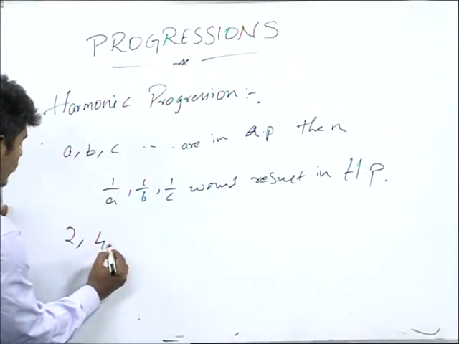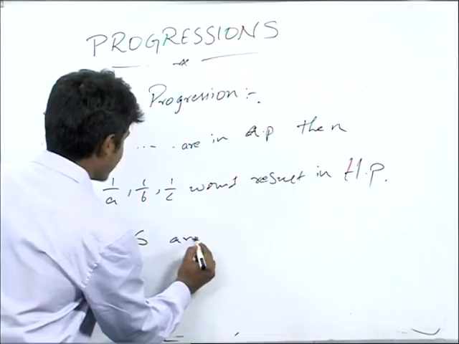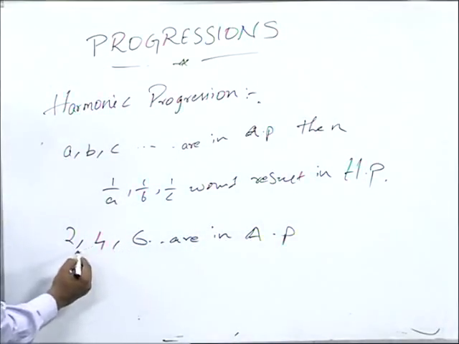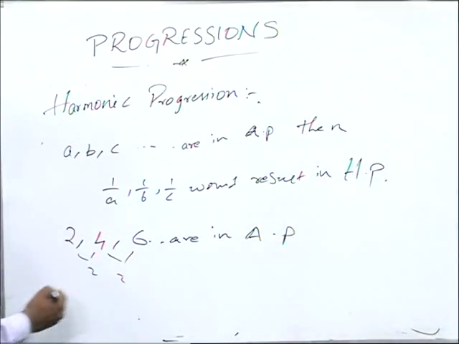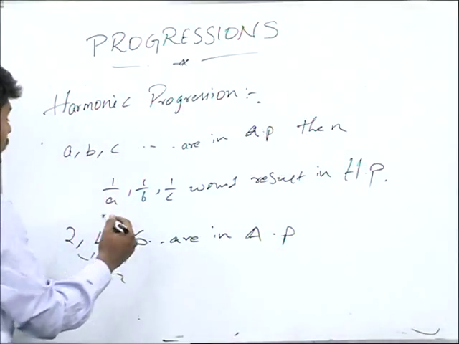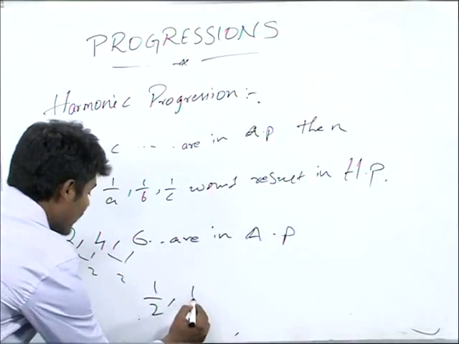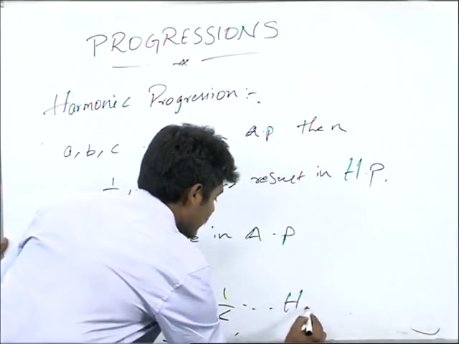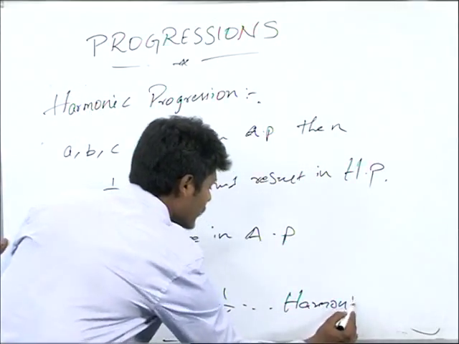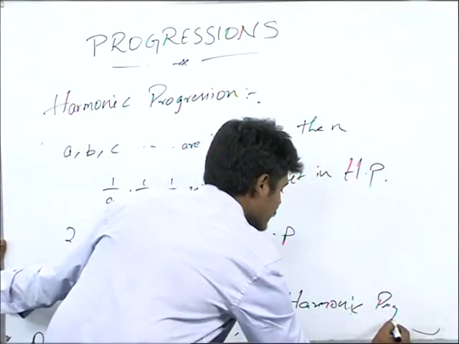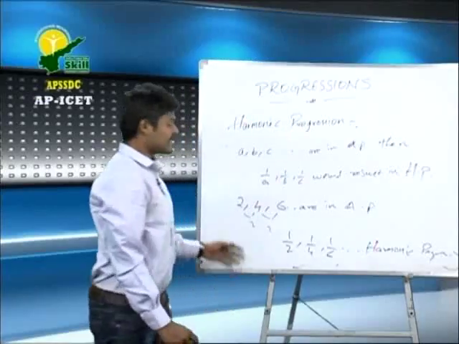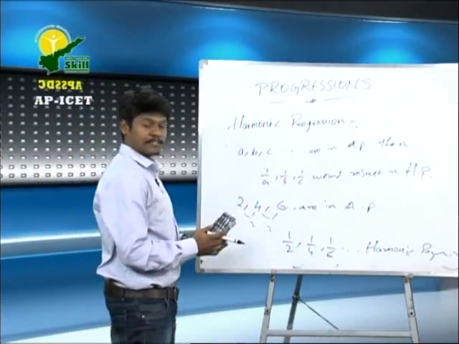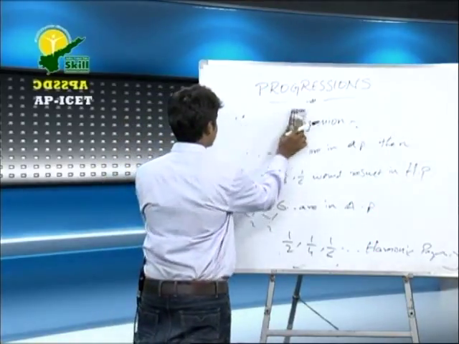2, 4, 6 are in AP. We can find this out because the common difference is 2, every term is getting added by 2, so this is in AP. Now 1 by 2, 1 by 4, 1 by 6 belongs to a progression called harmonic progression. These are the characteristics of the three progressions that we have seen. Now let's do some problems on these three progressions.